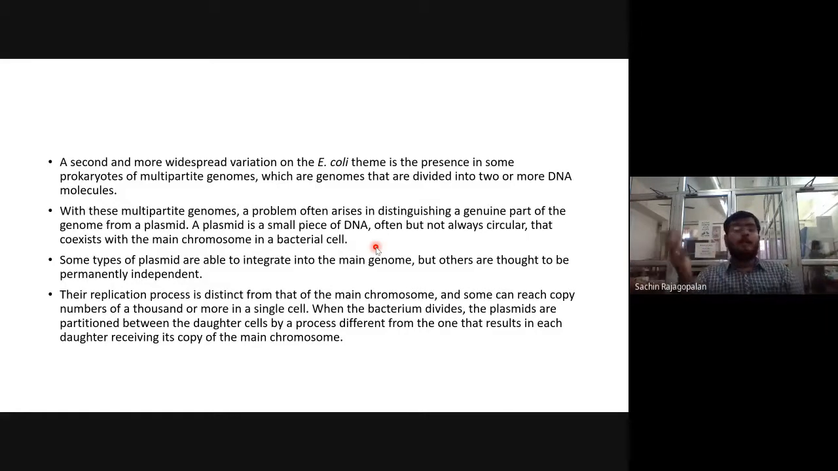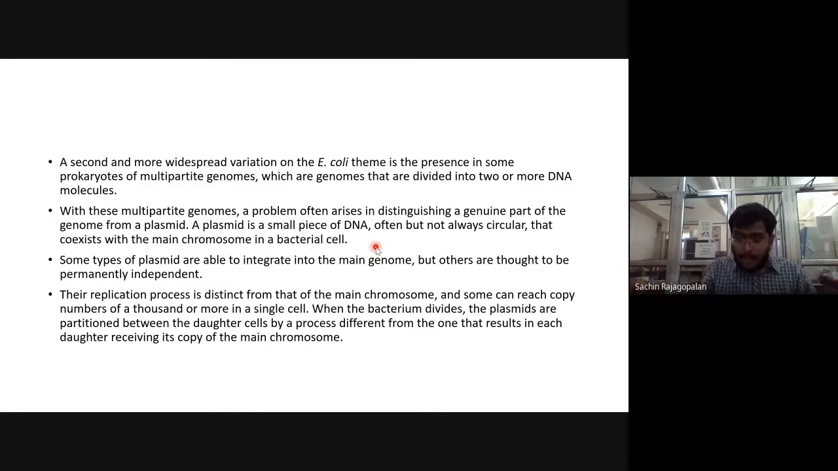Now your question would be, what is a multipartite genome? So a multipartite genome is one wherein the DNA is not a single molecule. It's not a single circular molecule or a single linear molecule. No, it is divided into 2 or 3 molecules.